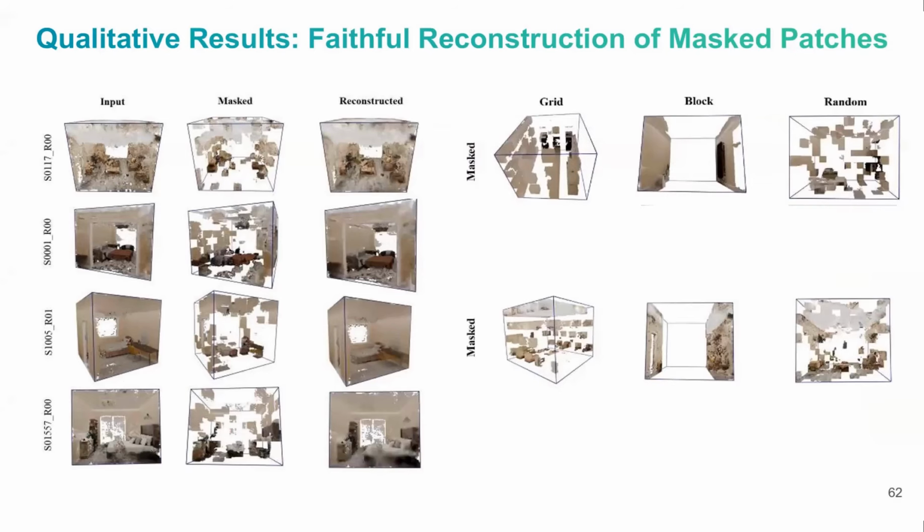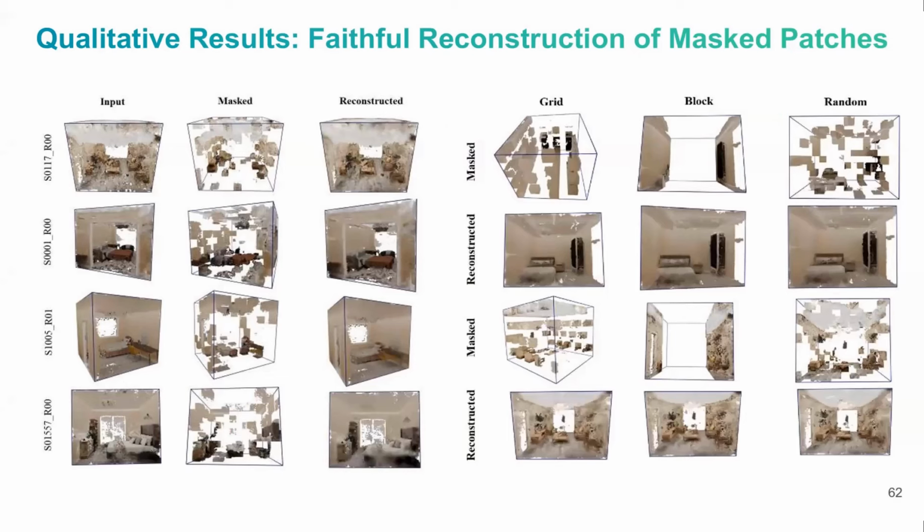We also experimented with different masking strategies and found that random masking with a high ratio of 75% works best for us, since it really removes data redundancy for the network.